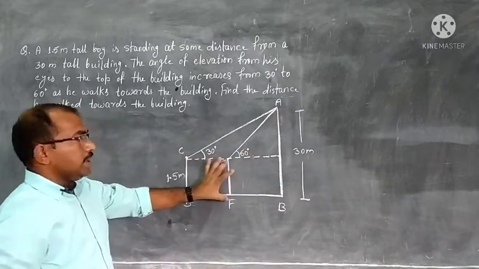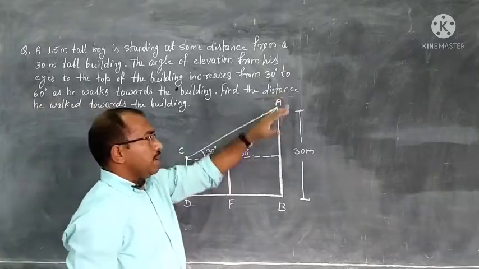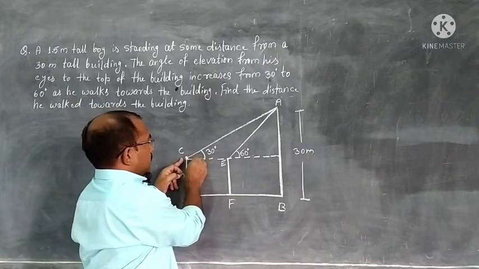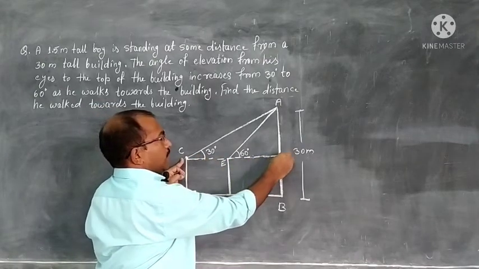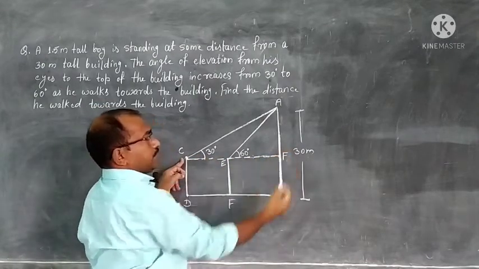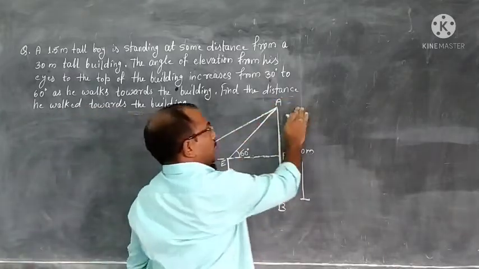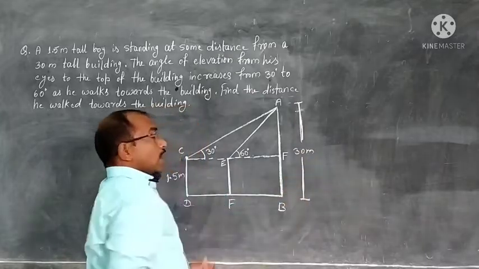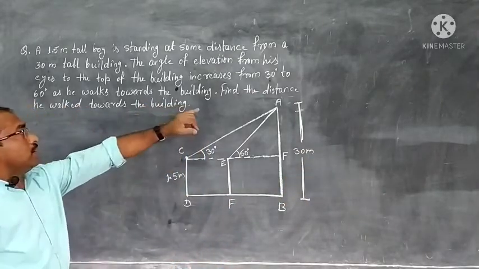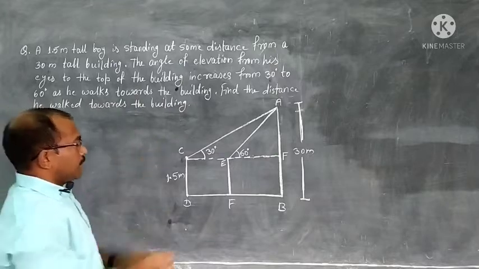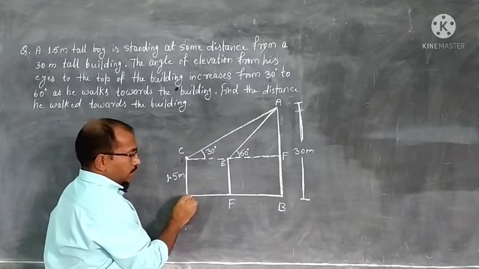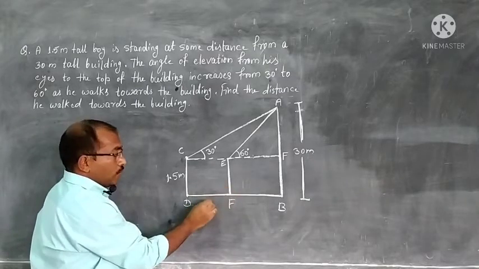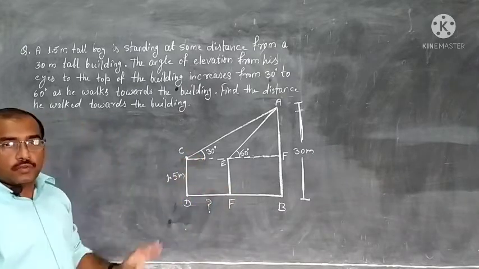So, CD and EF are the height of the boy, AB is the height of the building, that is 30. And from the figure, we can also name this point AF. Remember, the height of the building, this full height, is 30 meters. Now, what do we have to find? We have to find the distance he walked towards the building. So, he was here at the first position and now the second position is here. So, how much distance has he walked? We have to find out.